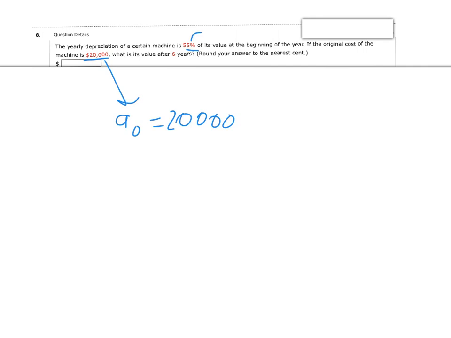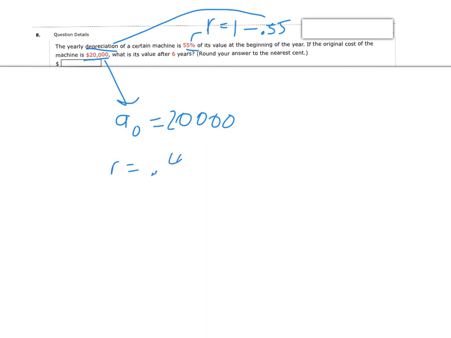And then this one's giving us a hint on r here. However, r is not 55% or 0.55. Since it's depreciation, that's a decrease, so that's as compared to 1. So anytime you see a percentage as compared to a previous year, you actually have to subtract that from 1.